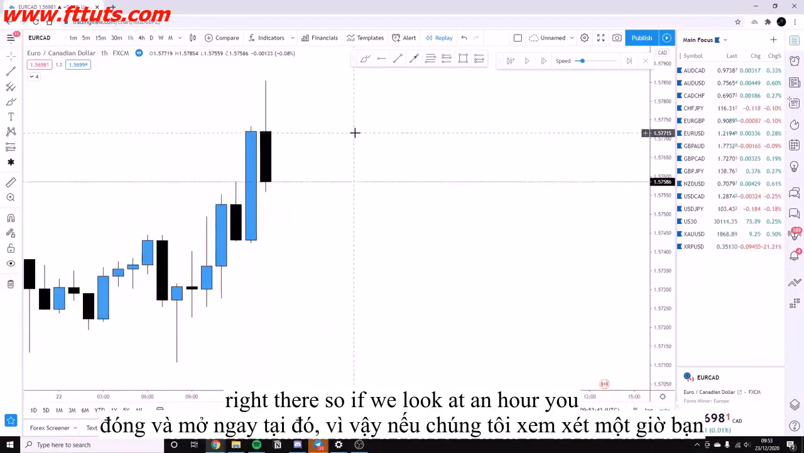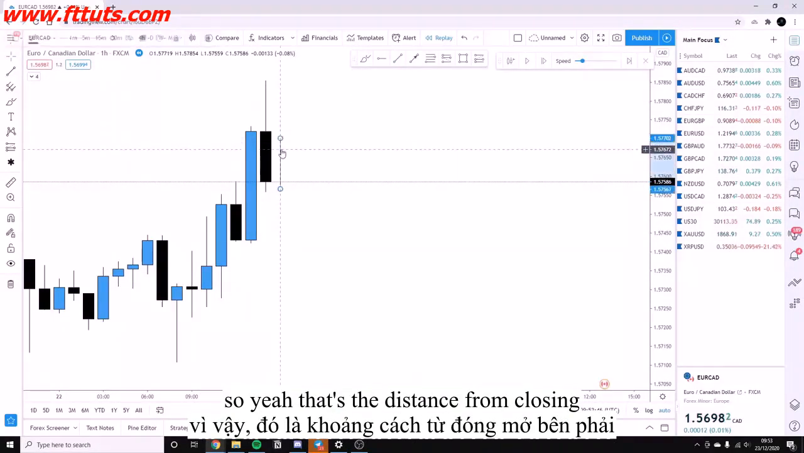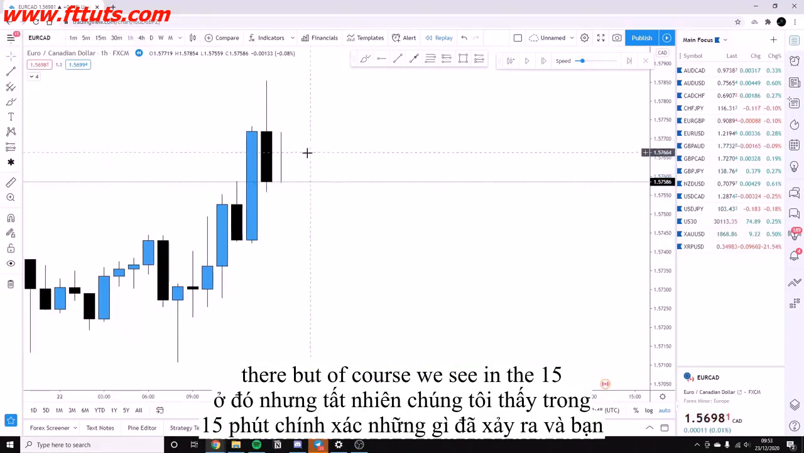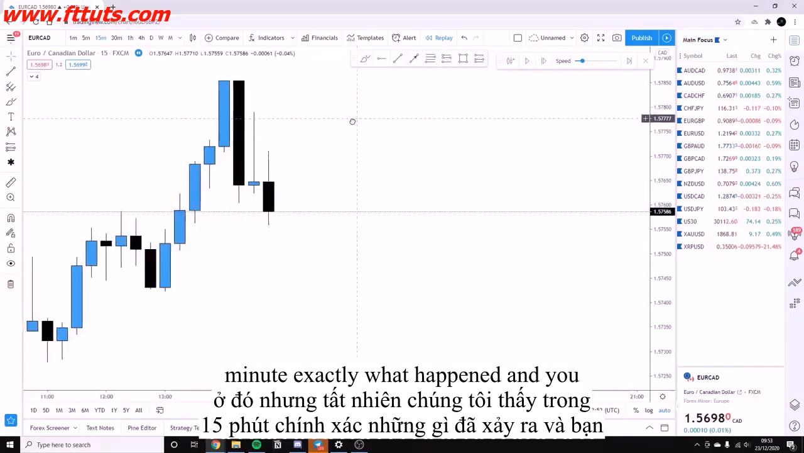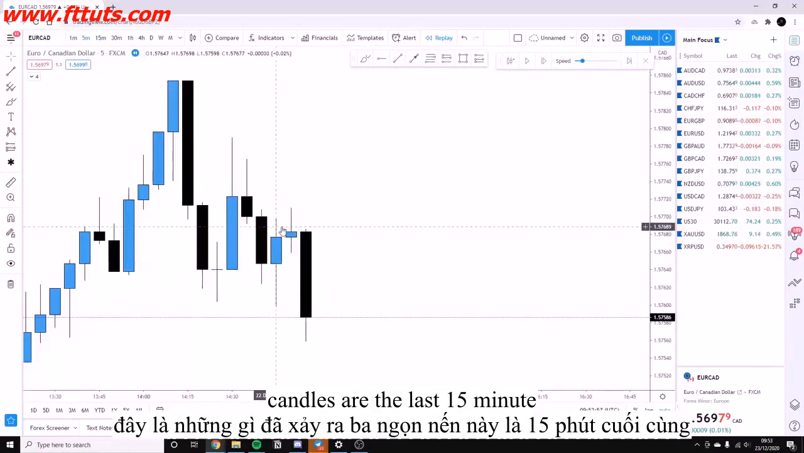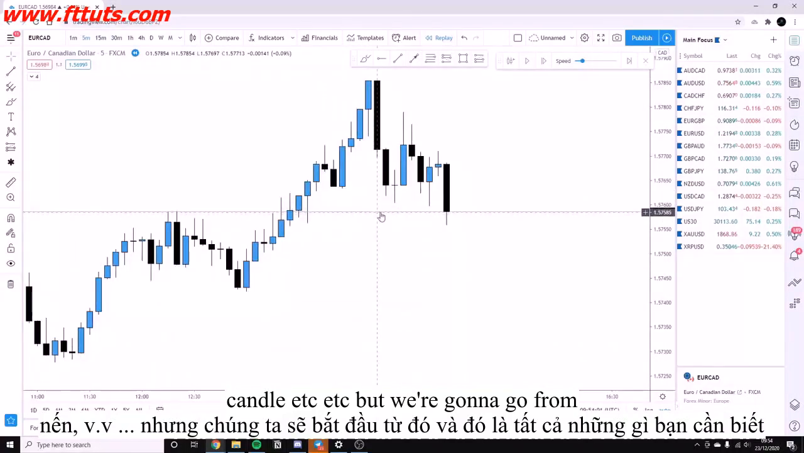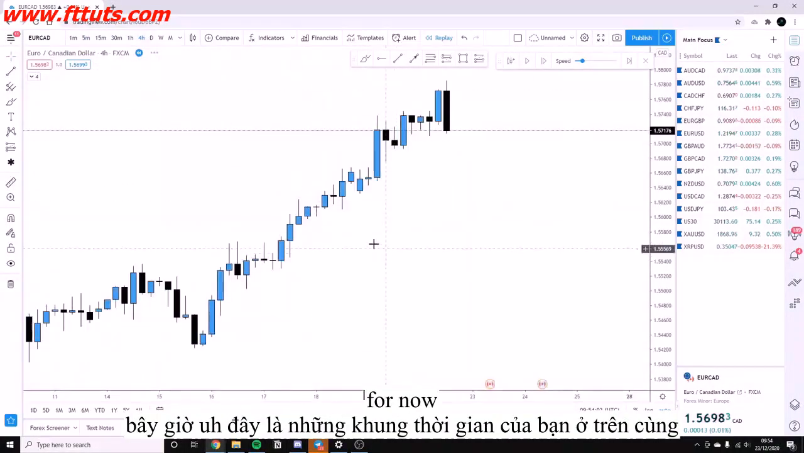So if we look at an hour, you can't even see the line. Let's move it over. So yeah, that's the distance from close and open right there. But of course we see in the 15 minute exactly what happened, and you could keep breaking this down in the 5 minute. This is what happened. These 3 candles are the last 15 minute candle, etc, etc. But we're going to go from there, and that's all you need to know for now.